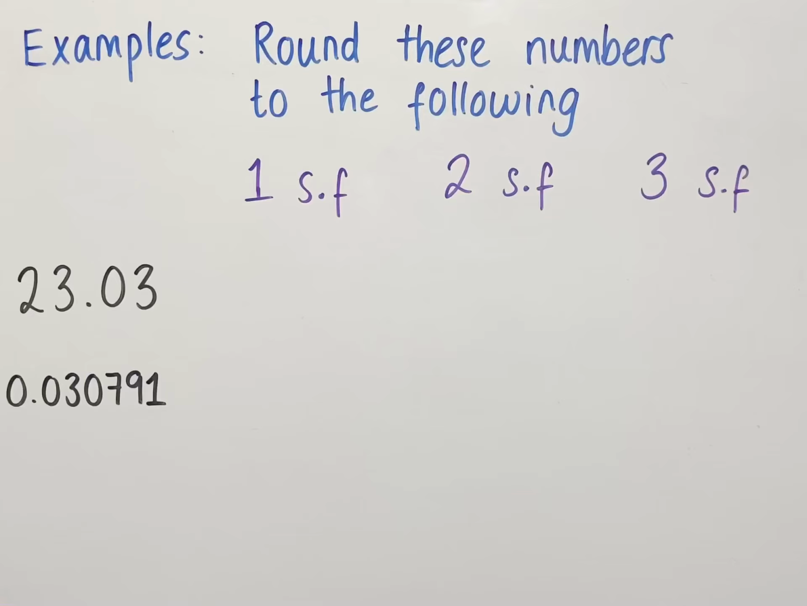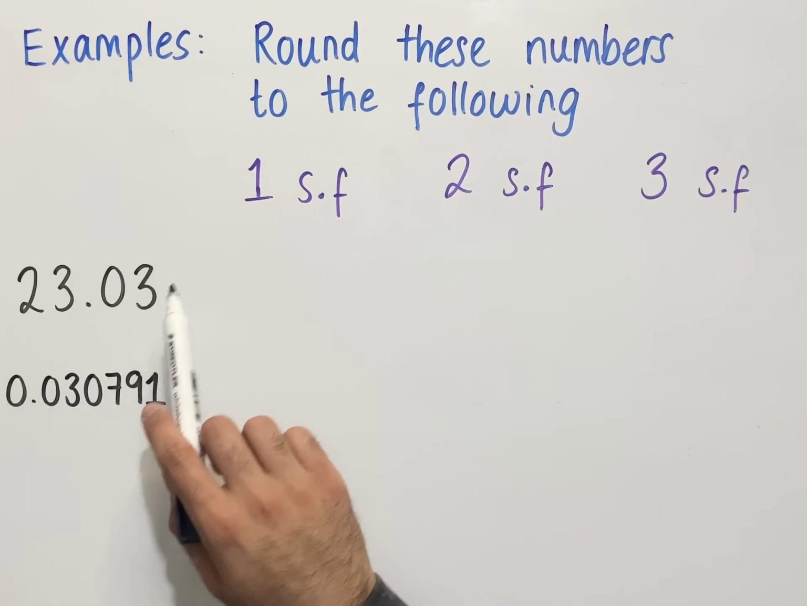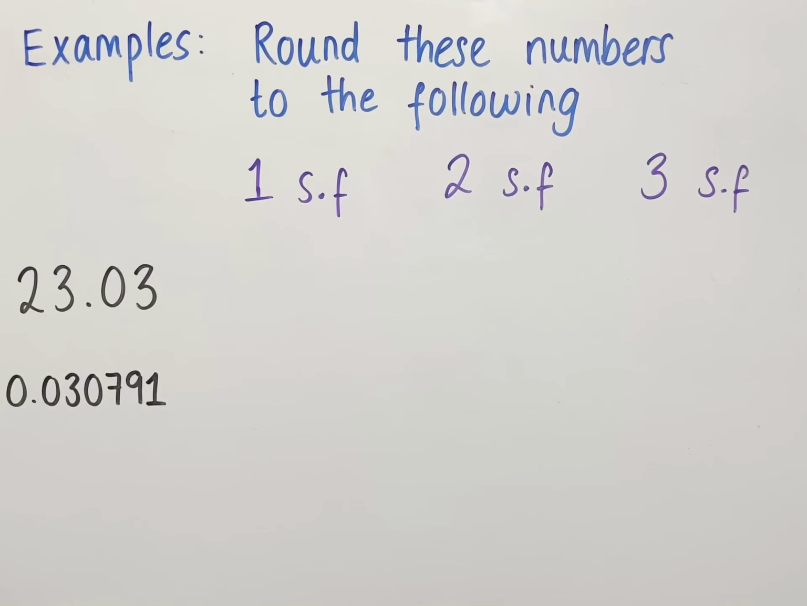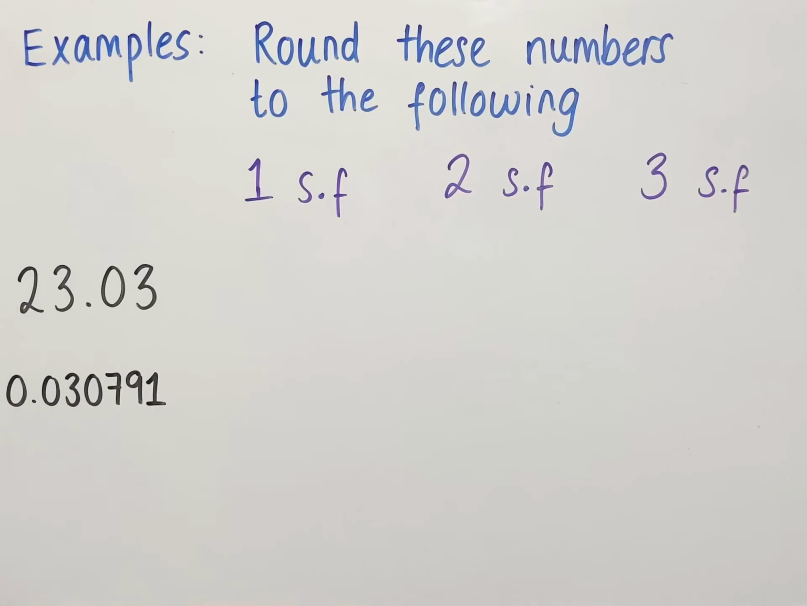Let's look at some examples of how to round numbers to significant figures. So the first example is 23.03 to one significant figure. Now, when we round numbers to significant figures, we use the same conventions as when we round numbers to decimal places, in that if we're rounding to one significant figure, we need to look at the second significant figure, and if that significant figure is less than 5, then we round down. If that significant figure is 5 or more, then we round up.